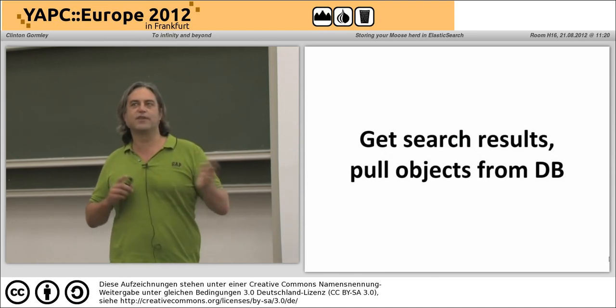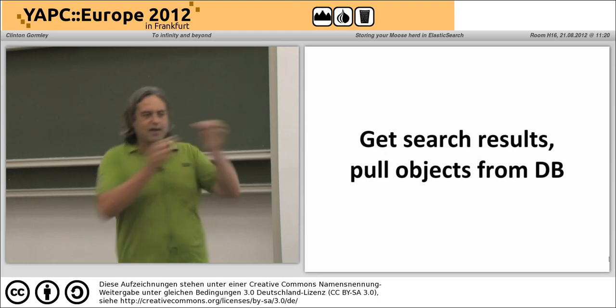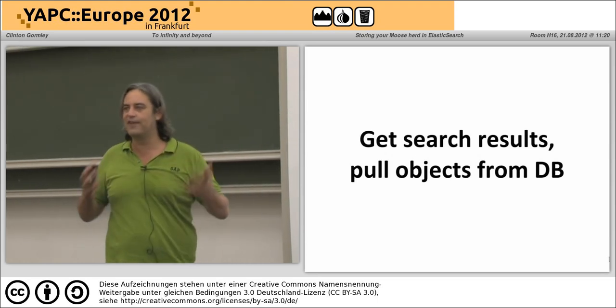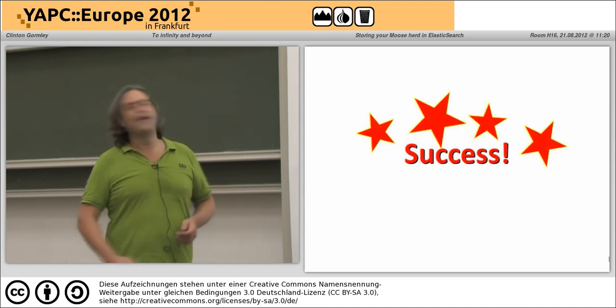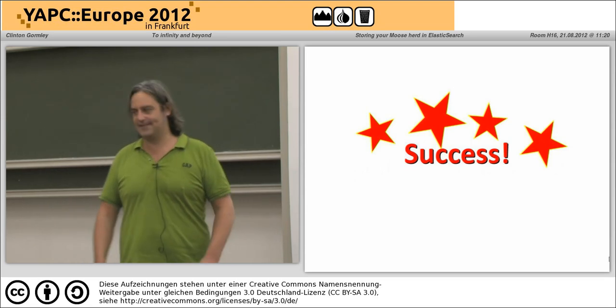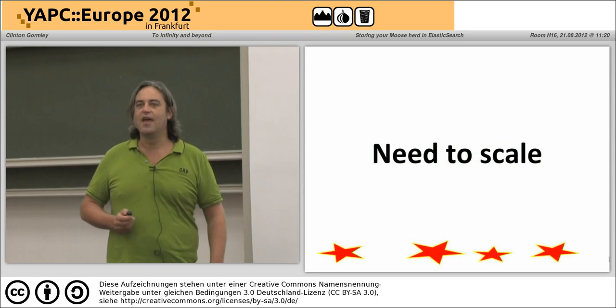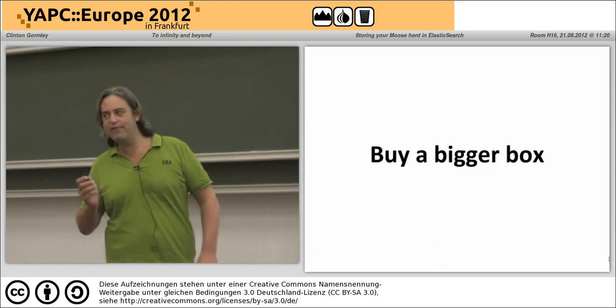How do we get the objects? Right, pull back the search results, they've got an object ID, then we can hit the database and pull the objects, and perhaps the objects are in a cache, inflate. Okay, anyway, we get it all sorted out, we go live, and it's a marvelous success, a brilliant success, too successful. We need to learn how to scale. But we have a plan.